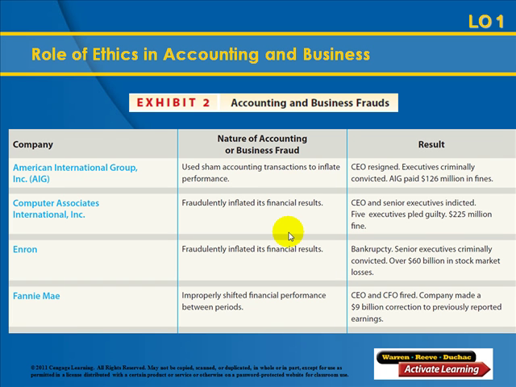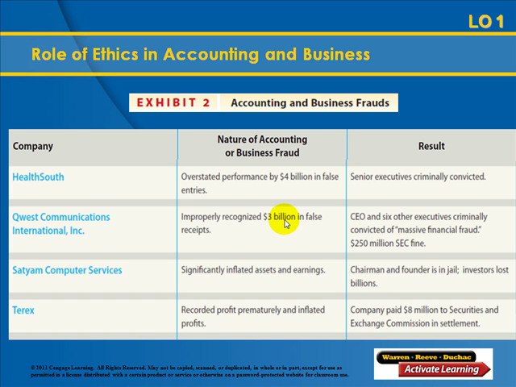Fannie Mae improperly shifted financial performances between periods. The CEO and CFO were fired. The company made a $9 billion correction to previously reported earnings. We are talking about millions and billions of dollars here. This is money that the majority of us in a lifetime could not even fathom. So the fact that these companies are fraudulently having transactions or creating them, and with these amounts of money, obviously this affects more than just the company.